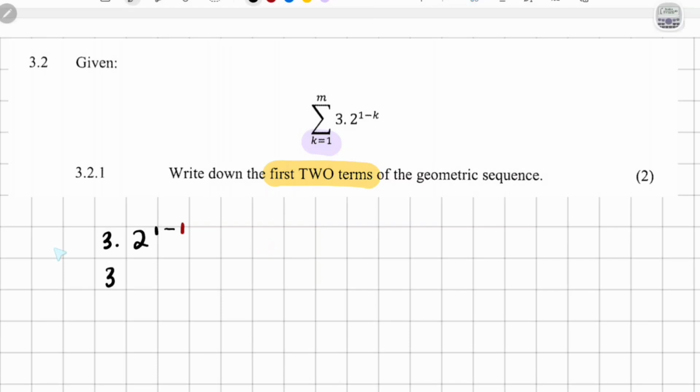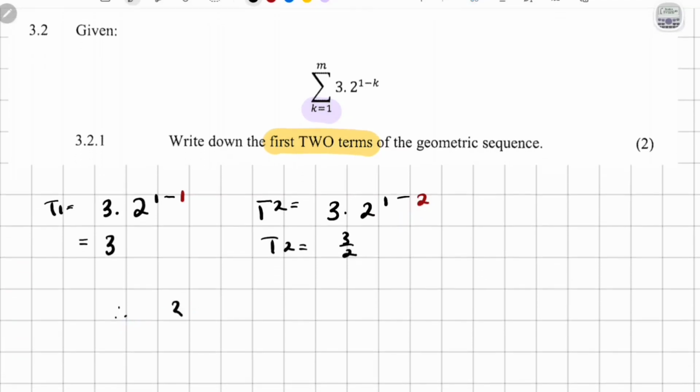So that's our first term, 3. That was T1. T2 we find by saying k is equal to 2. So again, it's 3 times 2 raised to the power of 1 minus 2. So term 2 is equal to, 1 minus 2 is negative 1, and 2 to the power of negative 1 gives you a half. A half times 3 is 3 over 2. You can also put it onto the calculator and you will see the answer. So the first two terms are 3 and 3 over 2. Okay, moving on to the next question.